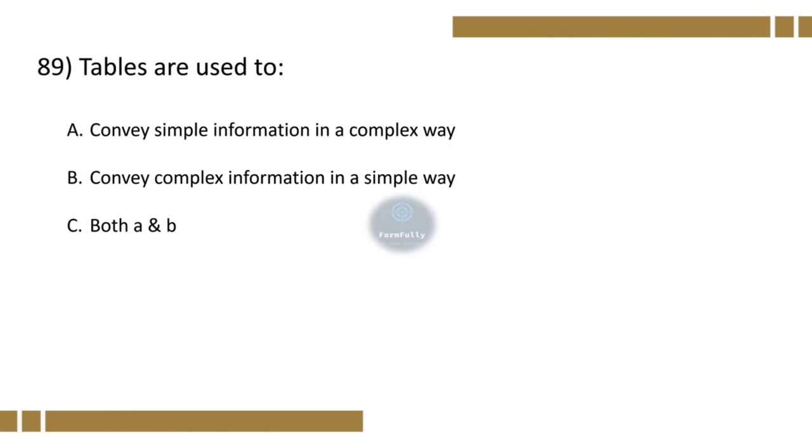Question 89. Tables are used to, option A, convey simple information in a complex way. B, convey complex information in a simple way. C, both A and B. And the correct option is B.